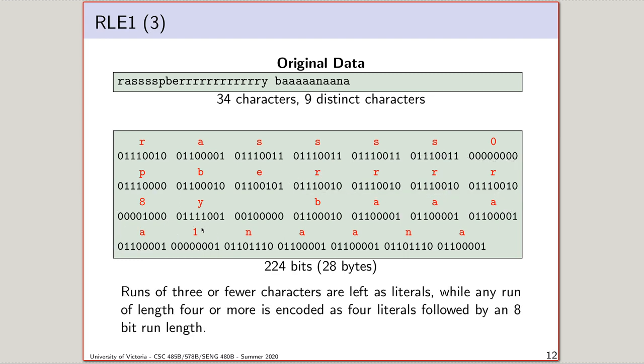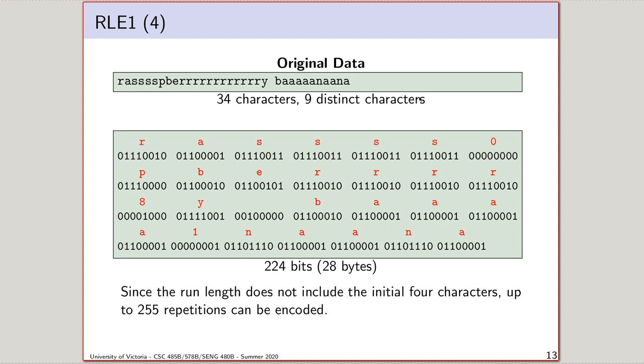So runs of three or fewer characters are left as literals. This is good because it means that an input that is pathologically devoid of any runs of length greater than 2 isn't going to get inflated too much. But it's worth considering, you can still have inflation. We see an example of that here. There were four S's and no more, and we have to encode this run length and inflate the input size as a result.